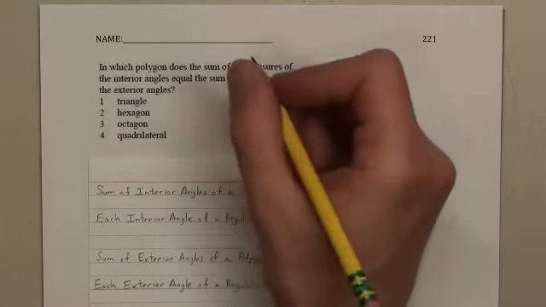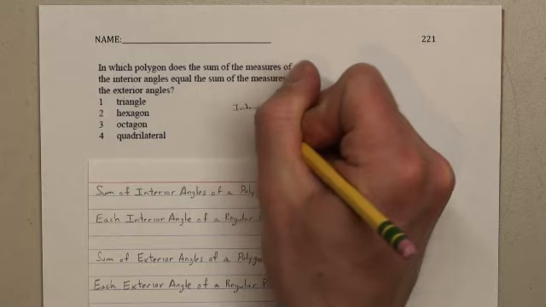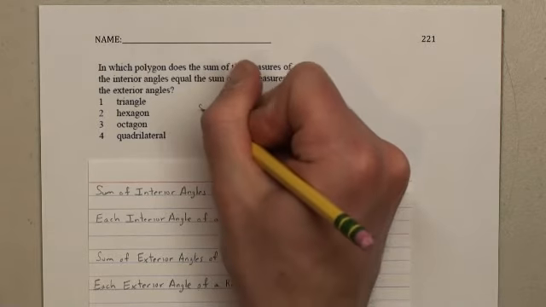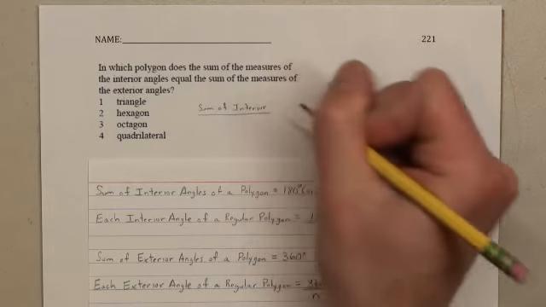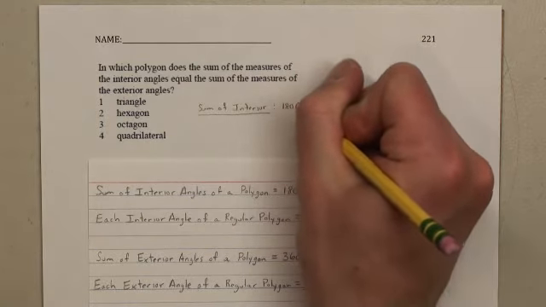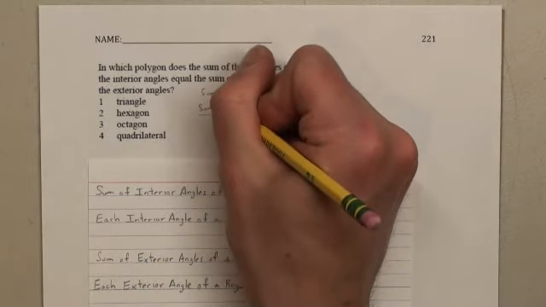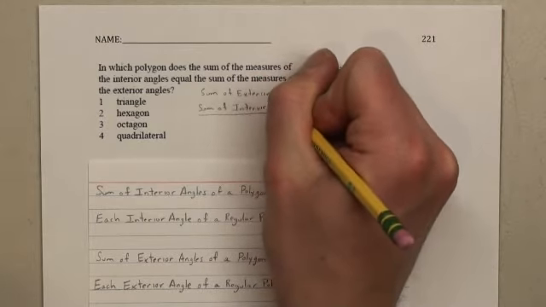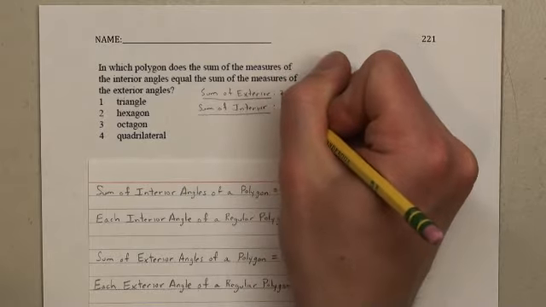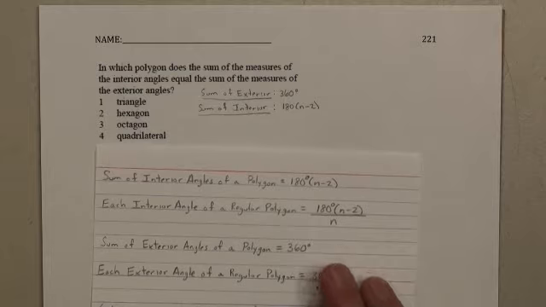So the sum of the interior angles, so for interior, let's put sum of interior, the formula is 180 times n minus 2. Okay? And the sum of exterior, no matter what, it's always 360 degrees. So that's not even like a formula, that's just a fact. Okay? So we just start with the triangle.